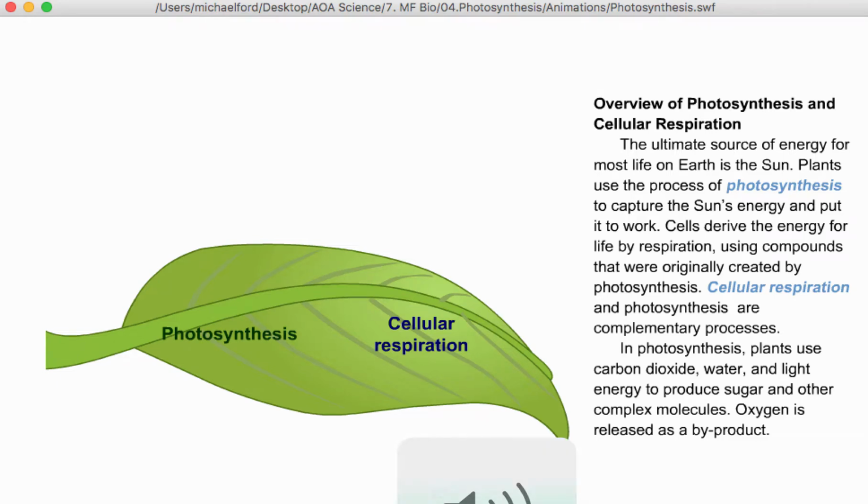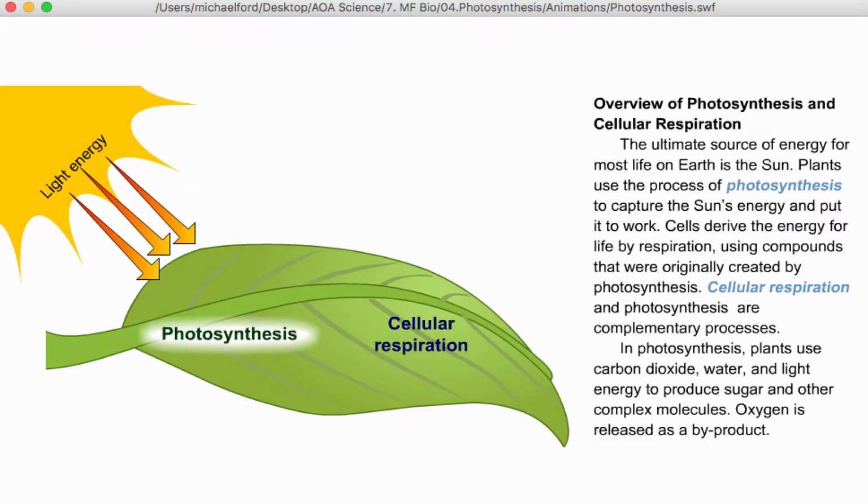The source of energy for most life on Earth is the sun. Plants use the process of photosynthesis to capture the sun's energy and put it to work. Cells derive the energy for life by respiration, using compounds that were originally created by photosynthesis. Cellular respiration and photosynthesis are complementary processes.